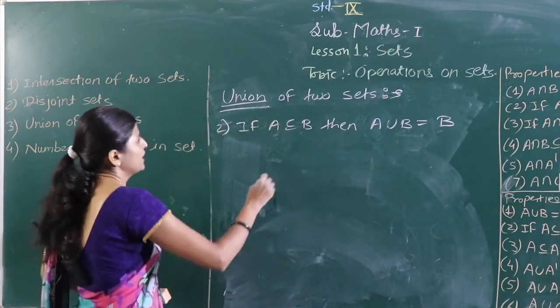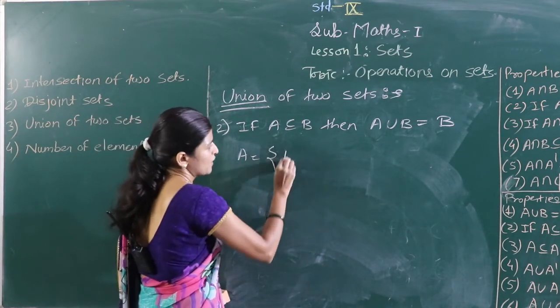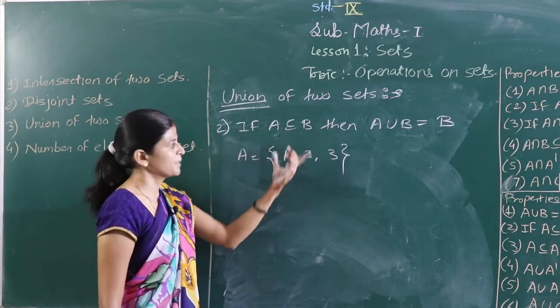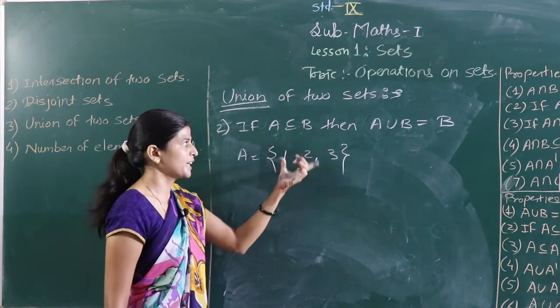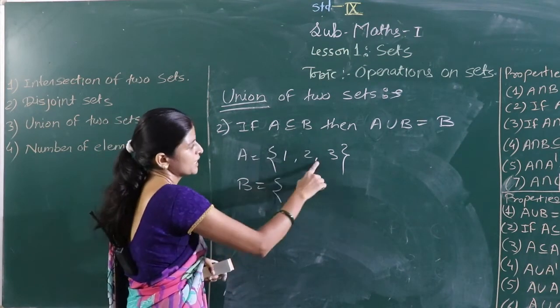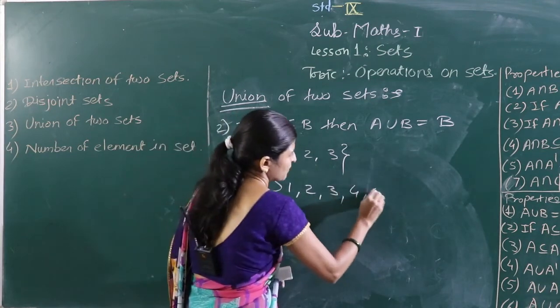We prove this by taking an example. Suppose A equal to 1, 2, 3. And A is a subset of B is given, meaning all the elements of set A are present in set B. So what is the set B? All these three elements are also present in set B, and B is the greater set.